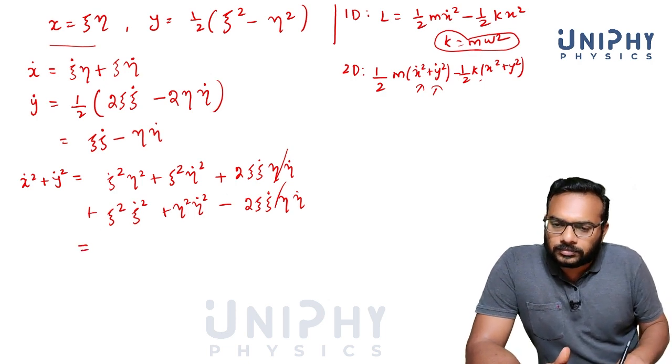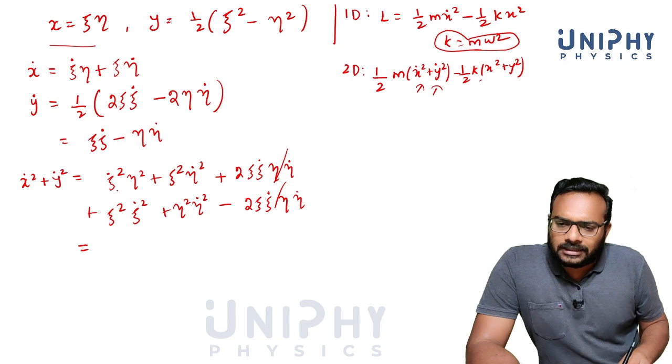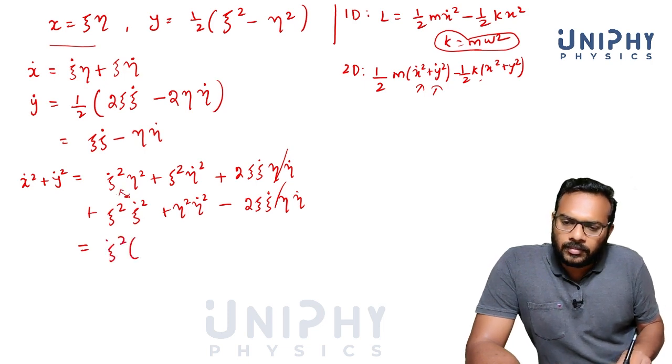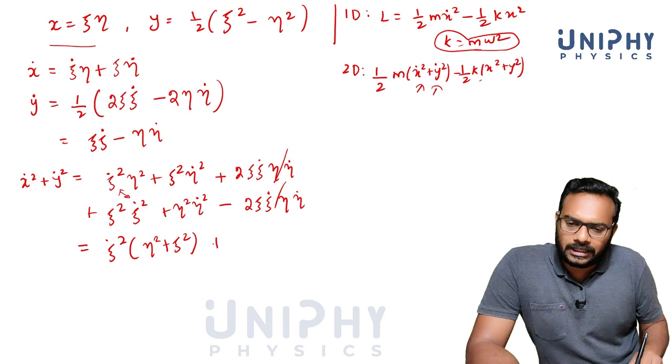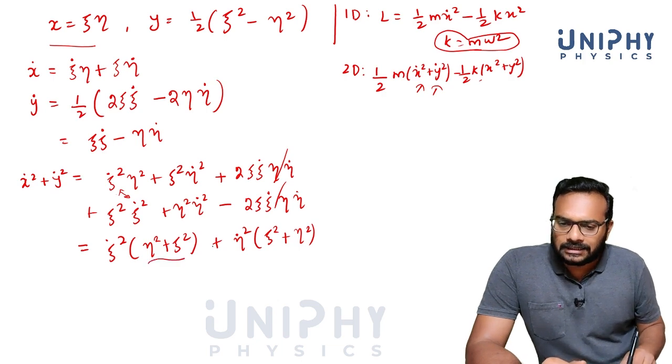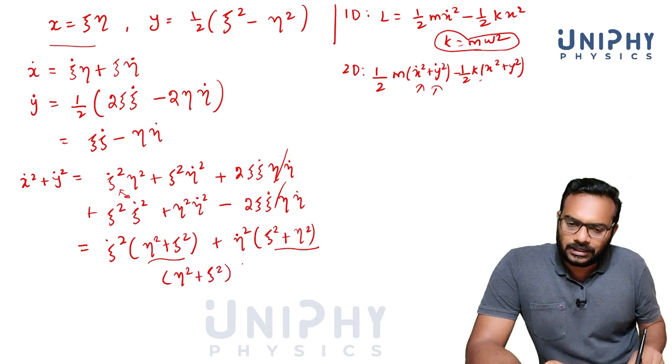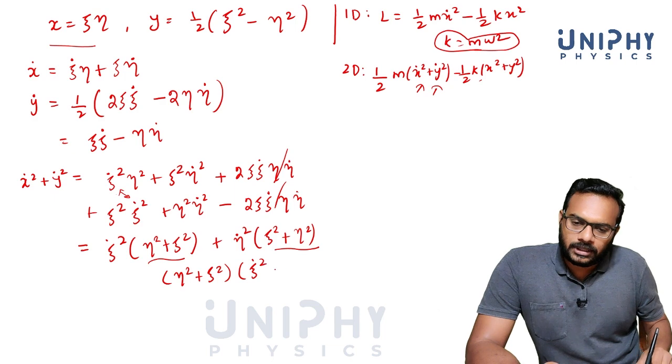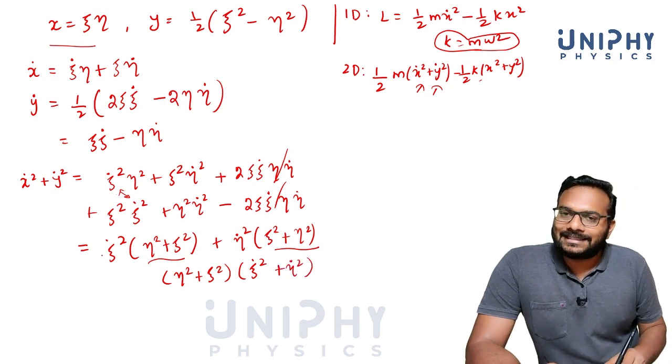Can we pull anything outside? We can take xi dot square outside, and that becomes eta square plus xi square. From here, we can take eta dot square outside, and that becomes xi square plus eta square. There's a further simplification. We can take this eta square plus xi square outside. So this becomes eta square plus xi square multiplied by xi dot square plus eta dot square. That's x dot square plus y dot square.